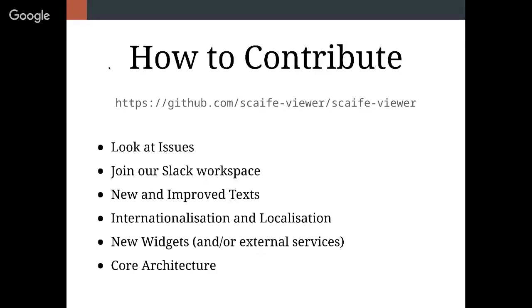Other ways that you can contribute is just producing new and improved texts. This is a great way to contribute. As I said, the goal of this has been to make it much easier to add texts. And if you have GitHub repositories that have texts that are marked up in EpiDoc in a Capitains-compliant way, then we can very easily point Scaife to that repository and include them.